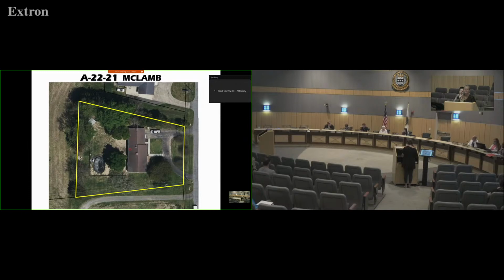Anybody else? Yeah, I have one. So one of the comments from the staff was safety concerns, just with vehicle traffic. Obviously it's been built for 2 years now, so any issues that you've seen safety-wise with the vehicle traffic along 13? No, not at all.